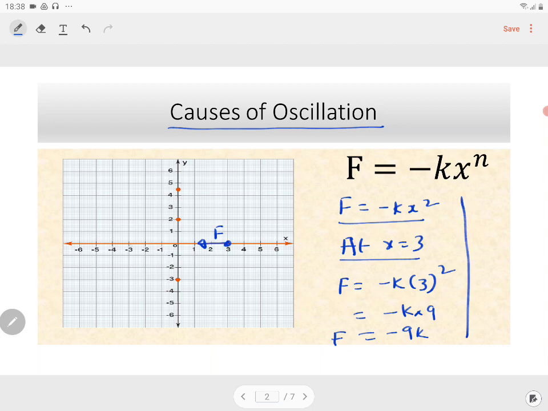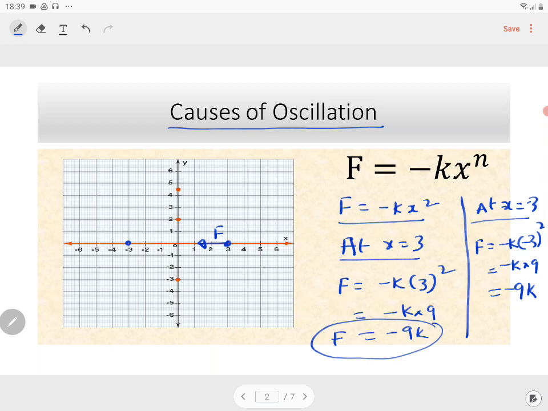Suppose I bring the particle to x equal to minus 3. The force will be F equal to minus k into minus 3 whole square, which is minus k into plus 9, that is minus 9k. That means on the positive x side the force is negative, and on the negative x side also the force is negative, which means the particle goes in a straight line. It will not come back. It will not retrace.